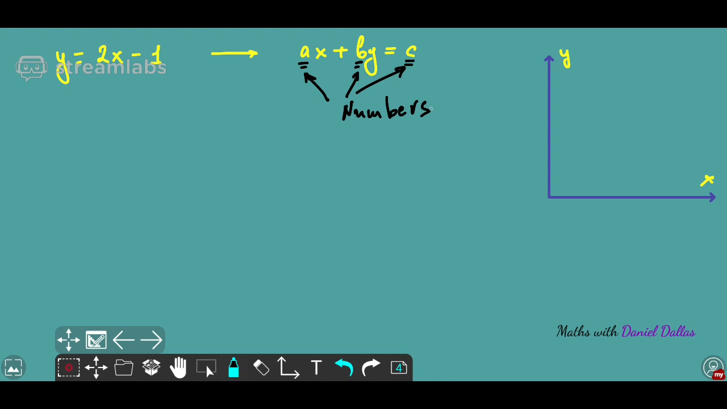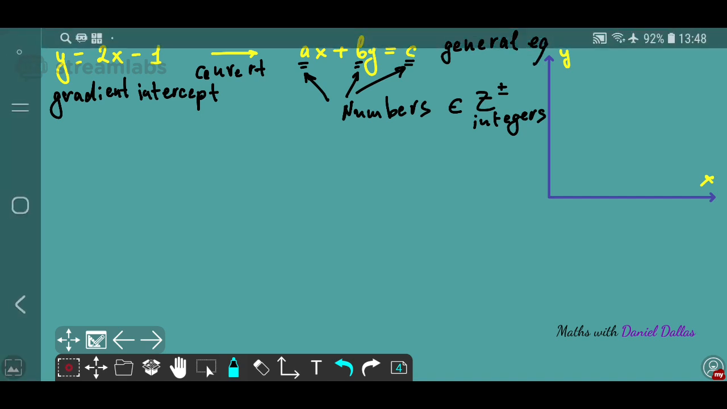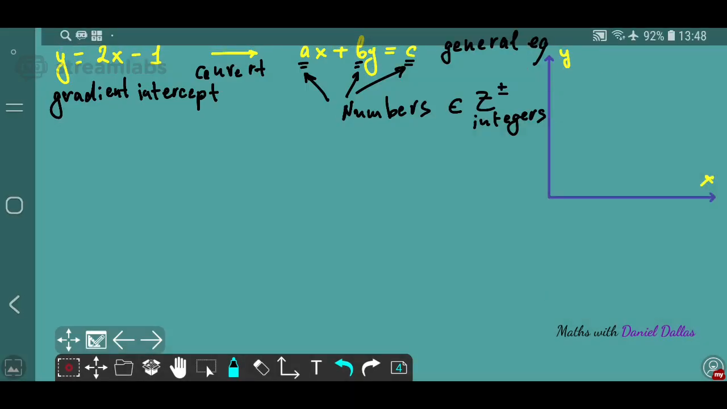However, in most questions for GCSE, you'll be asked that the numbers should be positive or negative integers. In other words, numbers are from Z, plus or minus. So that's what I denote as integers. Okay? They might be positive, they might be negative. Okay, so how to convert gradient intercept form into the general equation? How to do that?